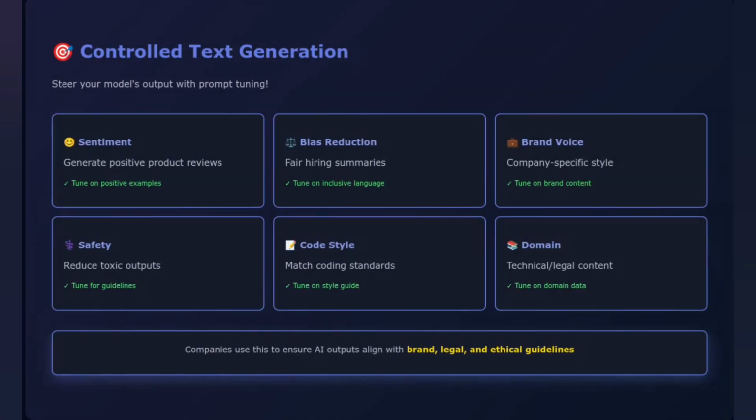One of the coolest applications of prompt tuning is controlled text generation. Want your model to generate positive product reviews? Tune a prompt on positive examples. Need to reduce bias in hiring decision summaries? Create a prompt tuned on bias-free, inclusive language. Want to generate code in a specific company style guide? Prompt tuning can learn that. Companies are using this to ensure AI outputs align with brand voice, legal requirements, and ethical guidelines, all without expensive retraining.